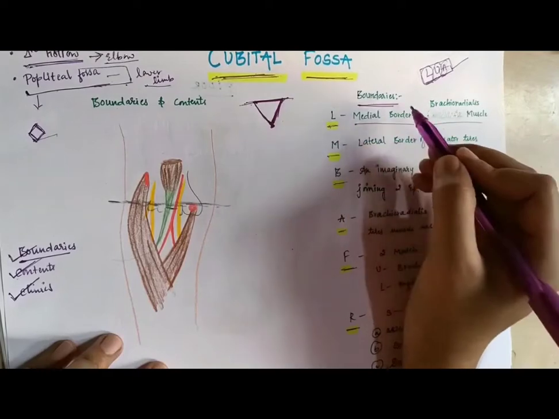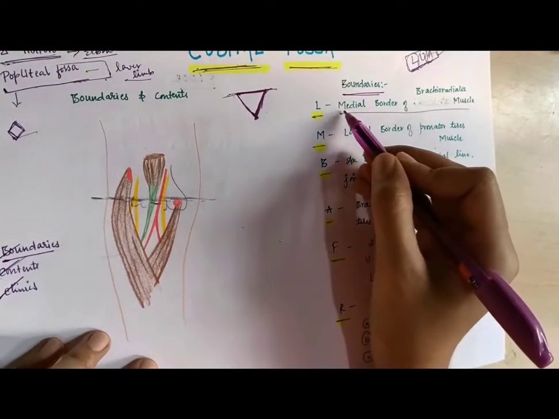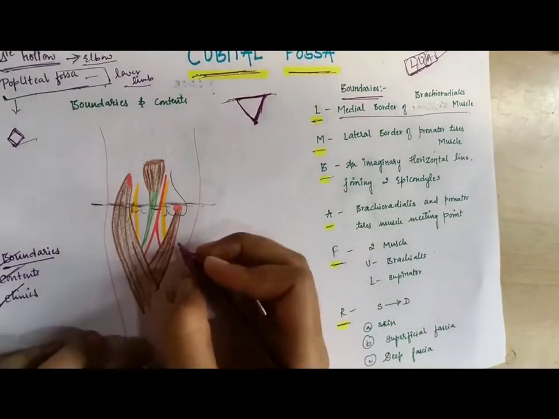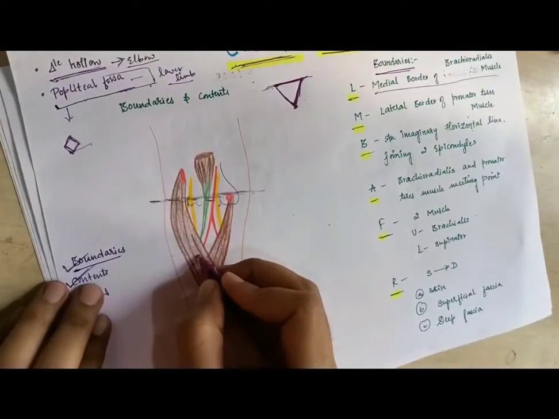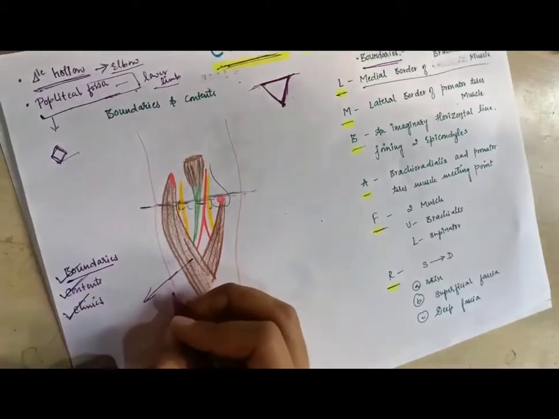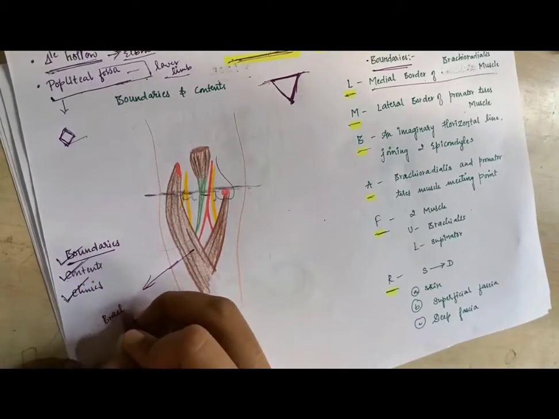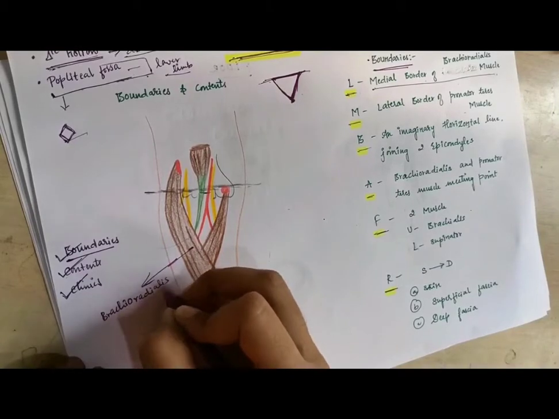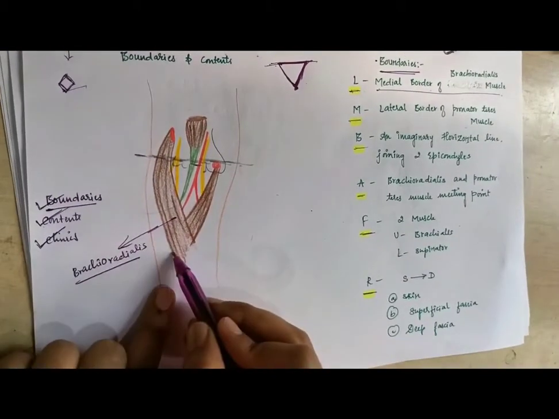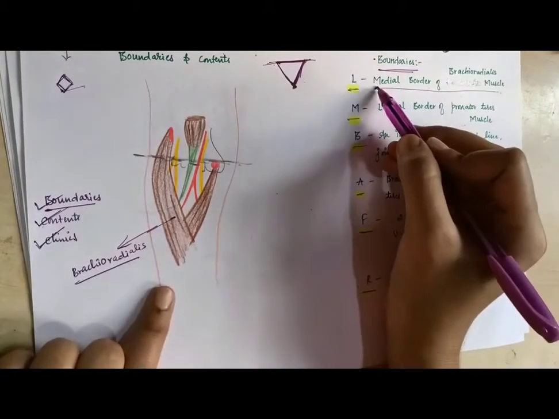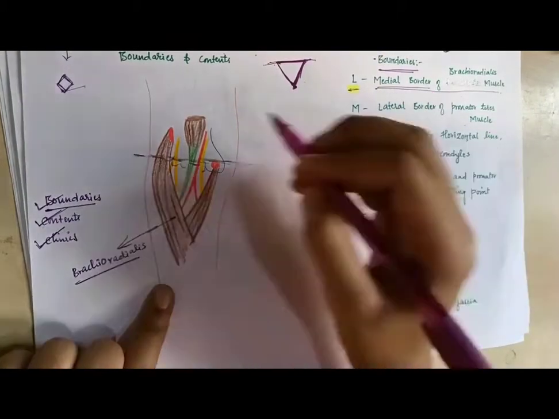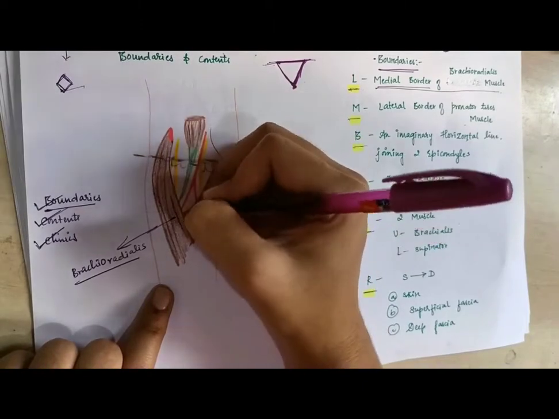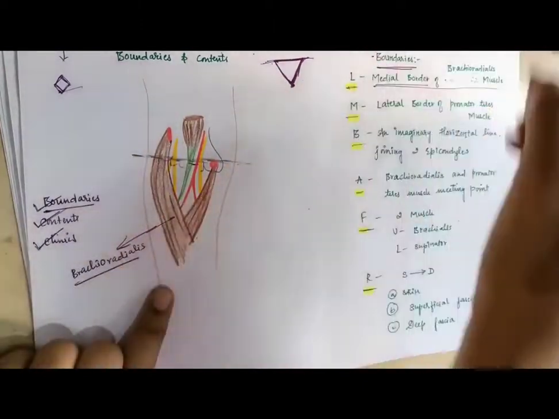So talking about its boundaries, lateral boundary is made up of the medial border of brachioradialis muscle. So now you have this. This is your brachioradialis muscle. The muscle you are seeing here is the brachioradialis muscle. What they are telling? They are mentioning here the medial border. So this is the medial border of your brachioradialis muscle. So this makes the lateral boundary of cubital fossa.